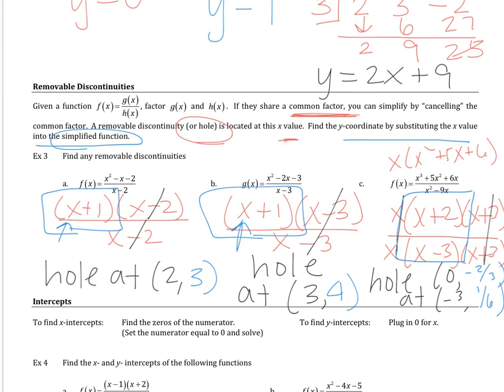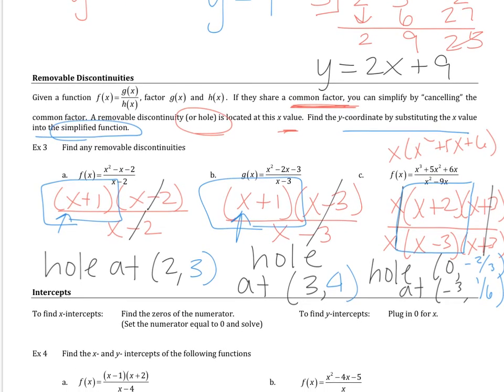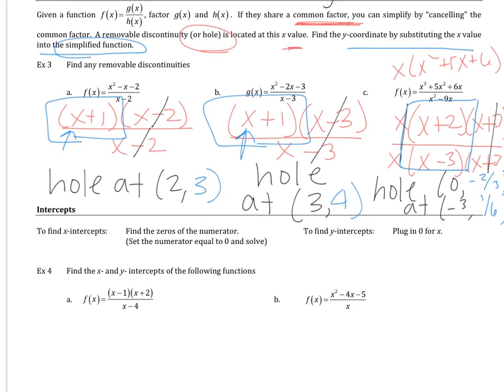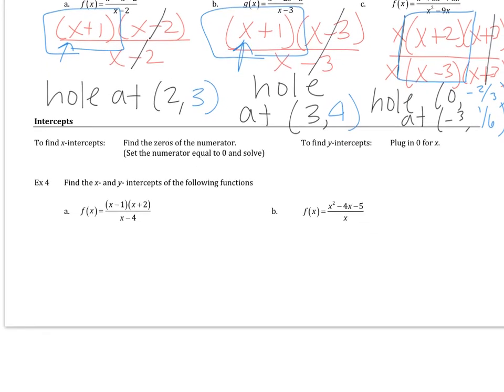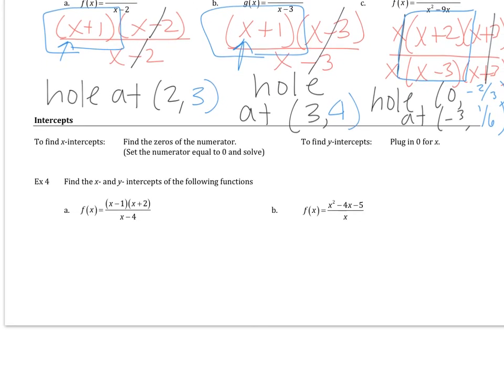And then the final thing that we're going to talk about today with characteristics of our rational functions is intercepts. I can have x-intercepts and I can have y-intercepts. So to find the x-intercepts, they are just the zeros of the numerator. Right, so we set our numerator equal to 0 and we solve. And then to find a y-intercept, just like we did for polynomial functions, I'm just going to plug in 0 for x and find y.